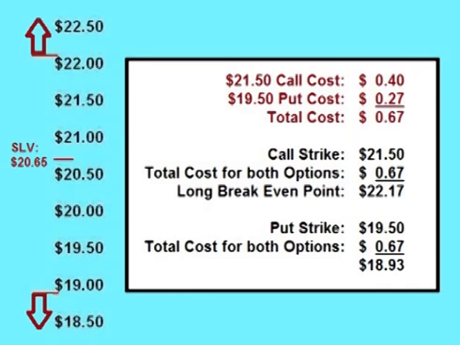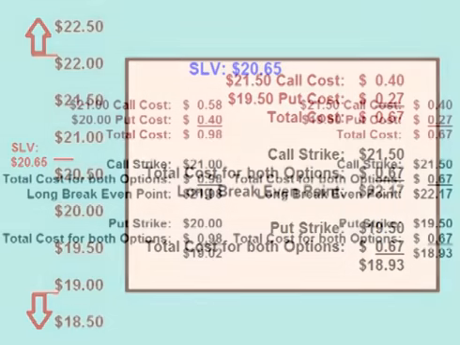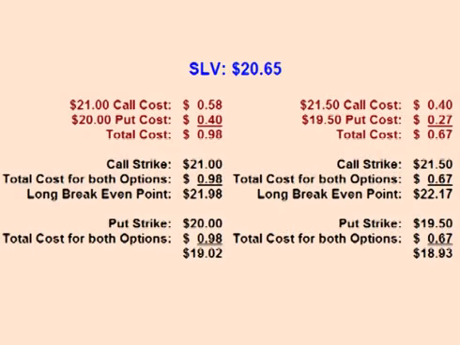So for the trade to be profitable, the price of SLV either has to rise more than 67 cents over the $21.50 call strike, or the price of SLV has to drop more than 67 cents below the $19.50 put strike. In other words, for the trade to make money, the price of SLV has to either rise over $22.17 or fall below $18.93.